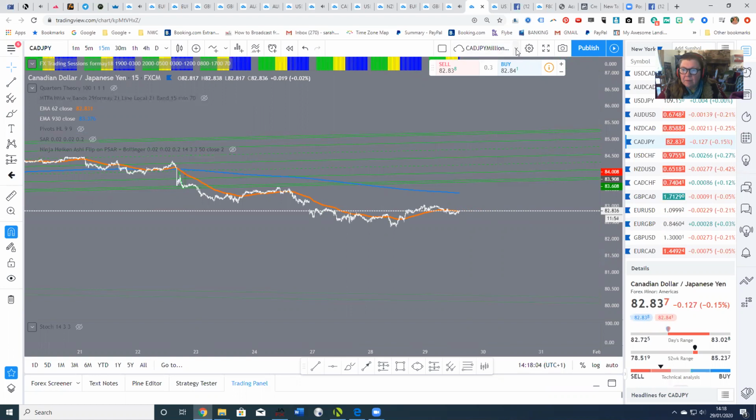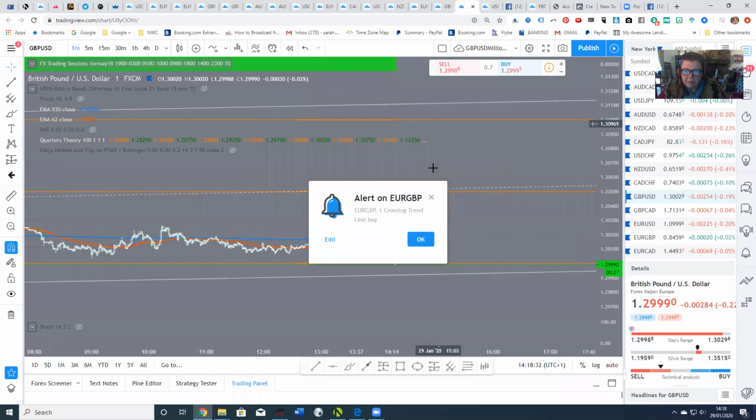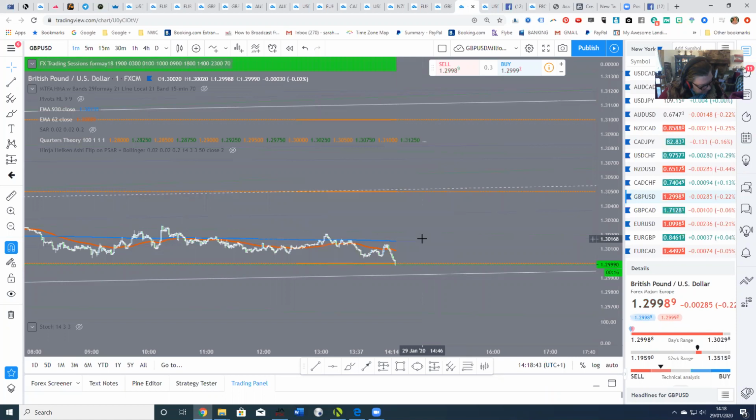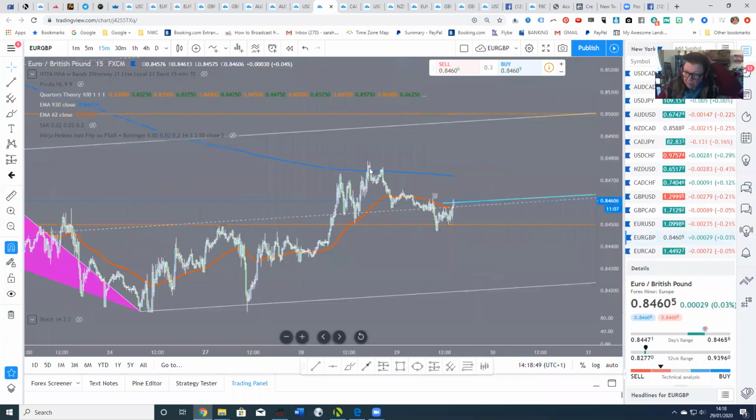I have had some alerts go off. There's another one that's just gone off. I want to close that one. Okay, we'll go to Euro GBP, that's come up next. I did have a couple of marks that I liked for a potential buy. Euro GBP, there we are. I didn't mark Euro GBP, I just set an alert.